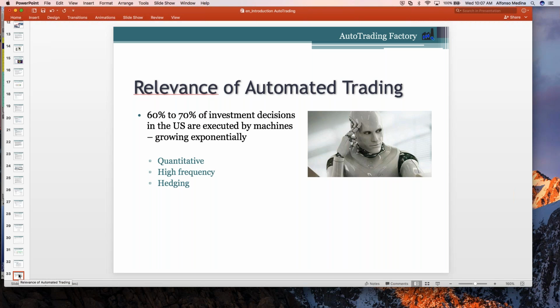Oh no, wait. Why would you want to know about automated trading? What is the relevance of automated trading? What we covered today is just a small part of it. According to many studies, people believe that 60 to 70% of investment decisions in the US alone are executed by machines, and these figures are growing exponentially. These can be programs that help you price certain assets, execute large volumes of orders at the best possible price, and also mitigate risk. So it is very important to at least know what these programs are, whether you are a novice or an already experienced trader.